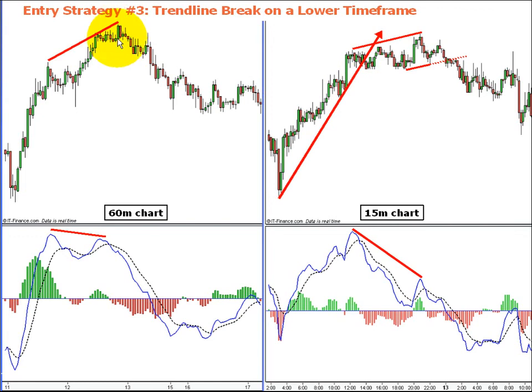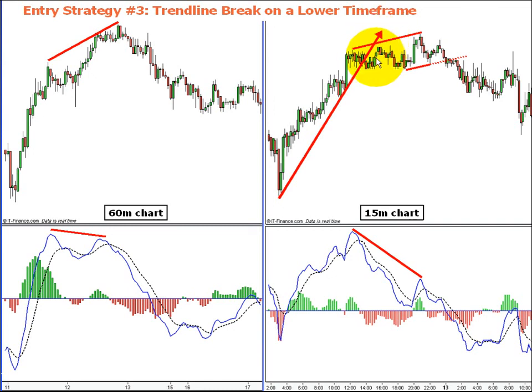If you look at this swing point high up here, that corresponds to this segment on the 15-minute chart. If we drilled down from here on the 60-minute chart to the 15-minute chart, this is what we would see at the same time. So we had first a break of this common sense trend line.